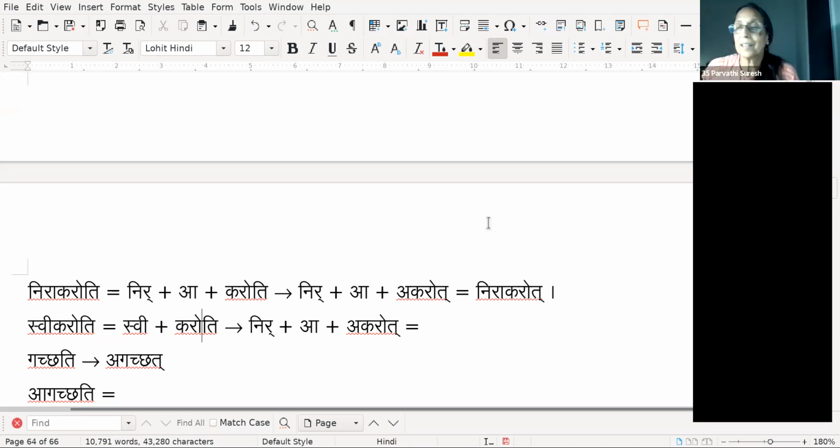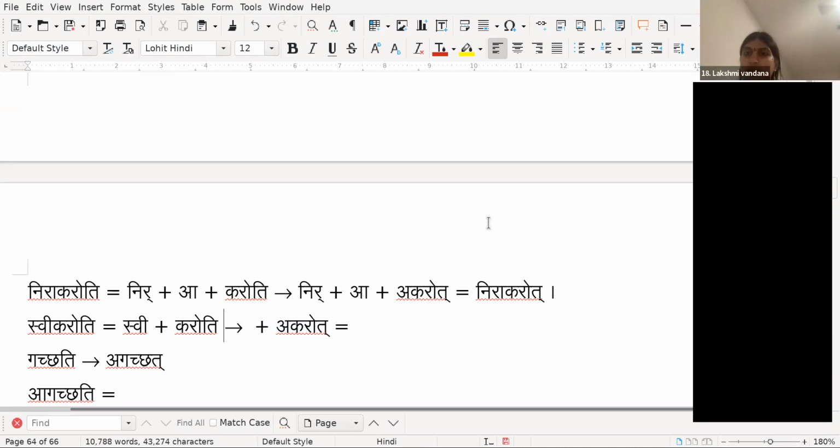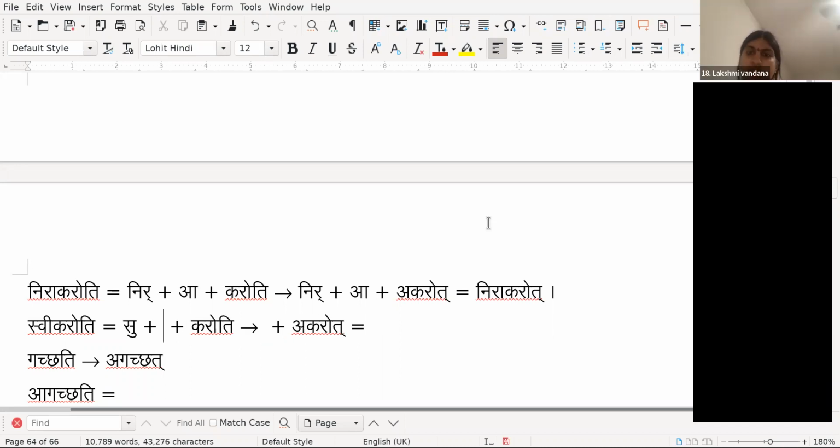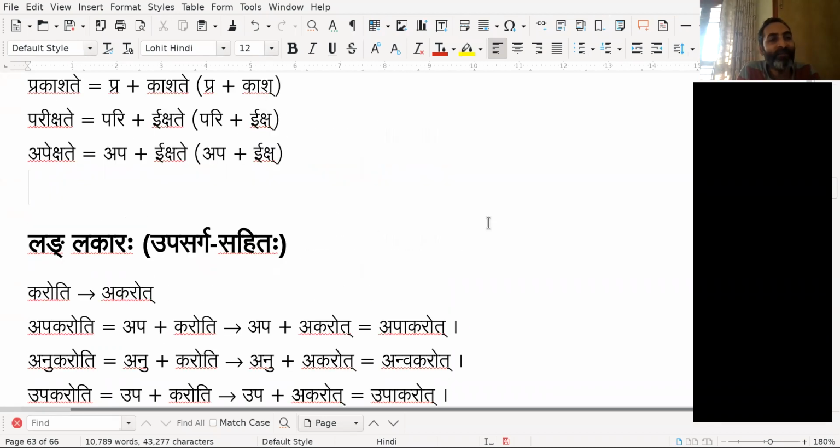Yeah. And then the e? Su plus a plus karoti. Akarot. Su plus a plus or e? A. And then where does the e come from? Sorry, and a again. Small a. Yeah, so if it is a, then it will become swa actually.